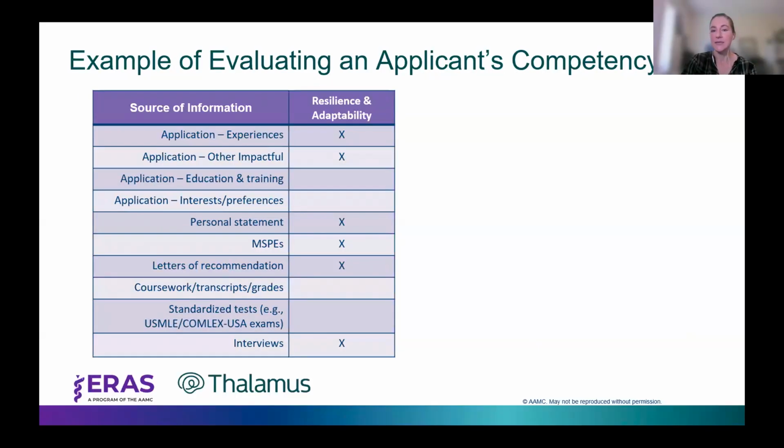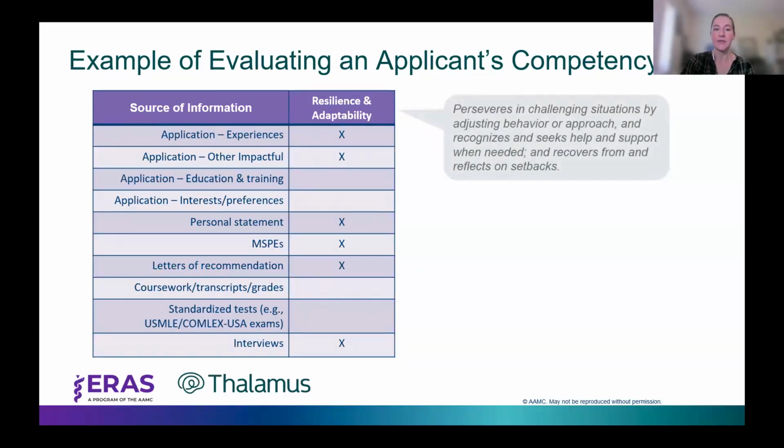Here's a program that has identified resilience and adaptability as one of their top competencies with the following definition: perseveres in challenging situations by adjusting behavior or approach, and recognizes and seeks help and support when needed, and recovers from and reflects on setbacks. When reviewing applicants, the program has identified multiple pieces of information from their selection toolkit to get a better picture of this competency. Specifically, within the application, reviewers are looking at experiences, personal statement, letters of recommendation, MSPEs, to get that preview of the applicant's likely resilience and adaptability.